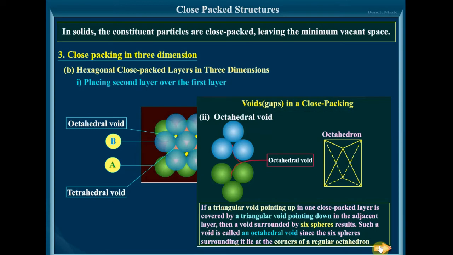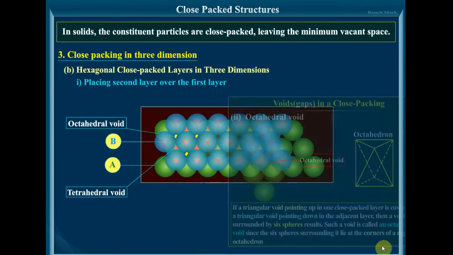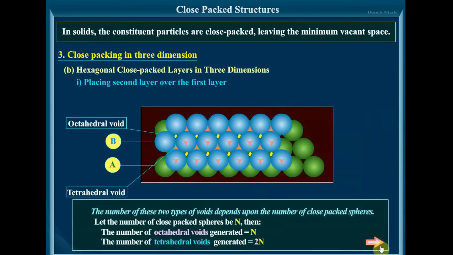The number of these two types of voids depends upon the number of close-packed spheres. This part is very important to understand how many octahedral voids and how many tetrahedral voids there are for a packing, for a crystal system. So let the number of close-packed spheres be n. N can be any number, like 25, 30 or anything. If the number of spheres or particles is n, then after the hexagonal close packing is over, the number of octahedral voids generated would be n itself. It would be the same as the number of spheres.